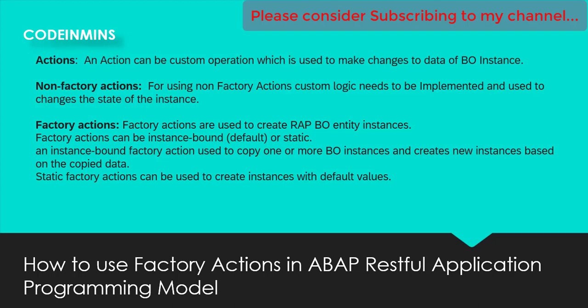So a standard use case for the action could be when you want to update a specific field of any business object or any entity, then you create an action and you write a custom code. It's not a standard update operation or standard create operation, but it will be a custom implementation code which gets triggered when the action is performed on the selected object or selected records from the list report application.